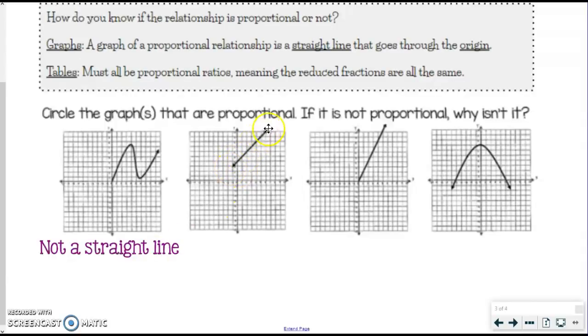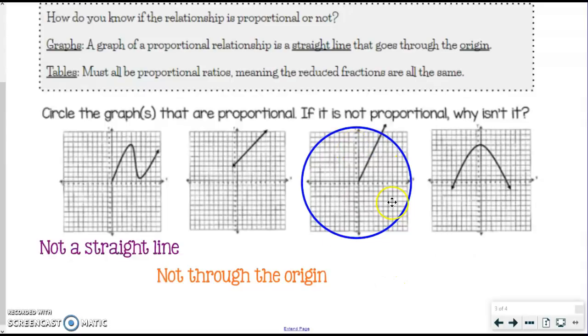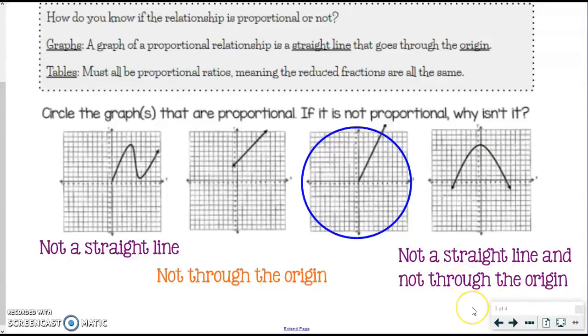This next one is a straight line, but it is not going to go through the origin. It's going to miss it, so that is why it is not proportional. It is not going through the origin, so not possible. That means something was added to it, because it's starting up here rather than down here. All right, ding, ding, ding. This one does have a straight line and goes through the origin, so go ahead and circle that one. That one is proportional. And this last one, while cool, is definitely not proportional. It is neither: it is not a straight line, and it does not go through the origin. Nope, doesn't work. So that was the only proportional graph.